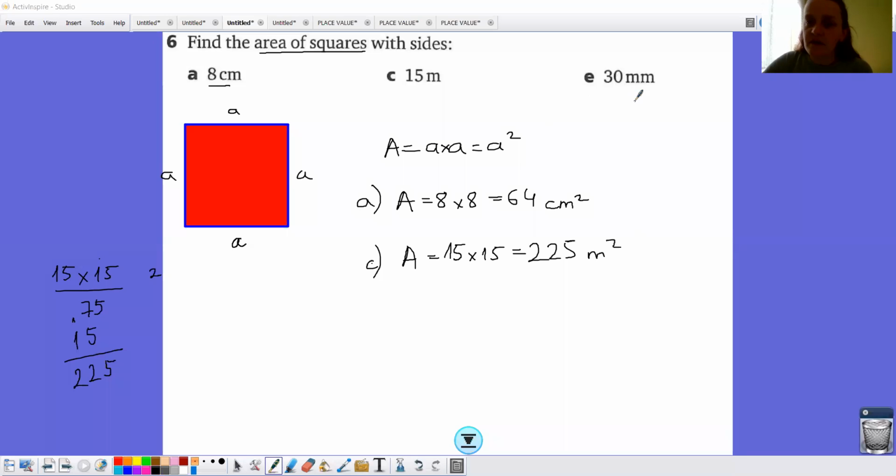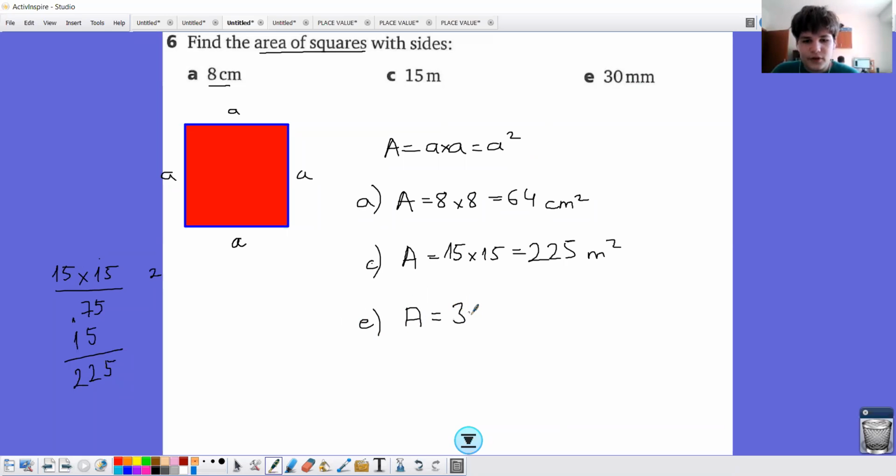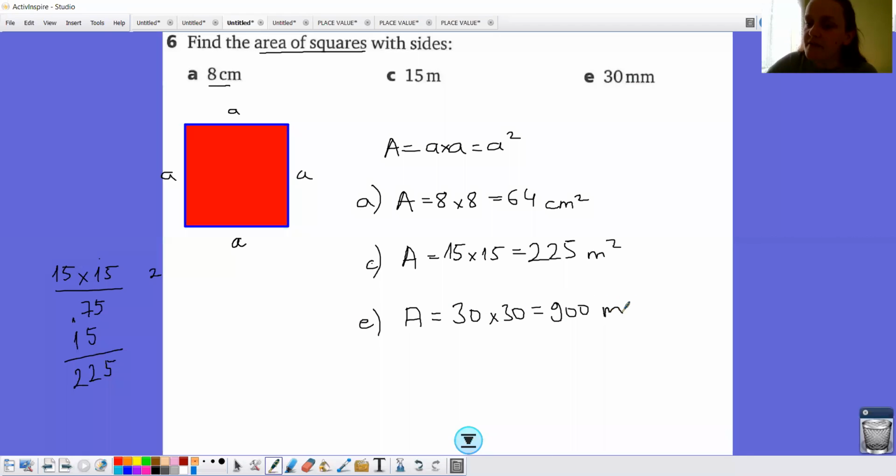Arben's turn. 30 times 30 is 900. Bravo. 900 millimeter square. Okay. Did we understand? Yes.